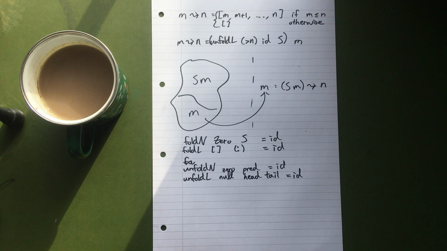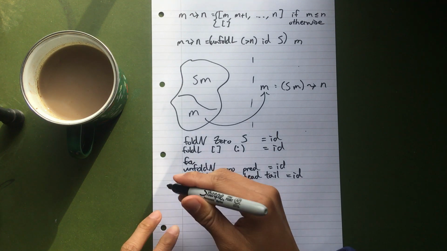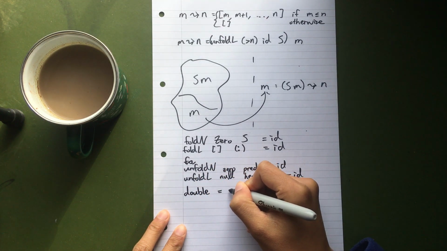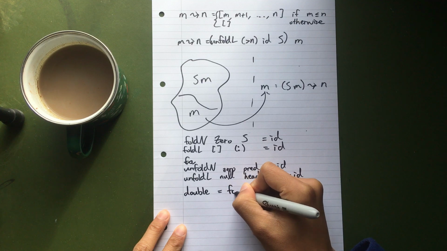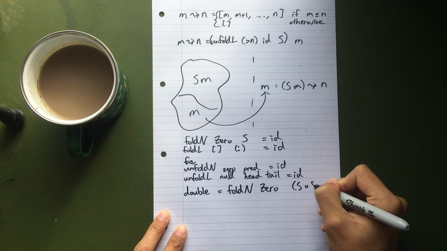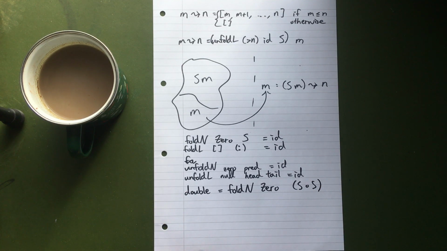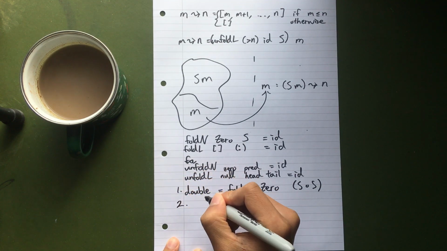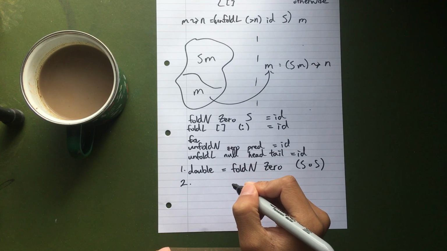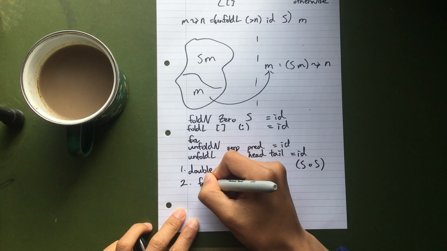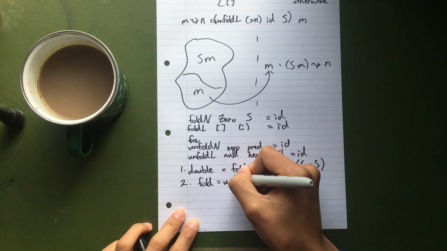So, as a challenge to you, why can't we write this function double, which is fold nat of 0 and successor compose successor? Why can't we write this double as an unfold from natural numbers to natural numbers? And second, when can we write a fold as an unfold?